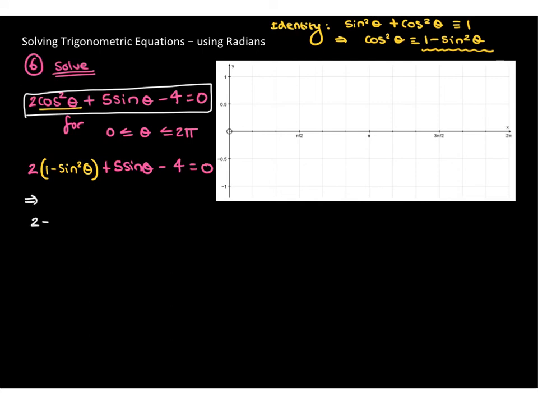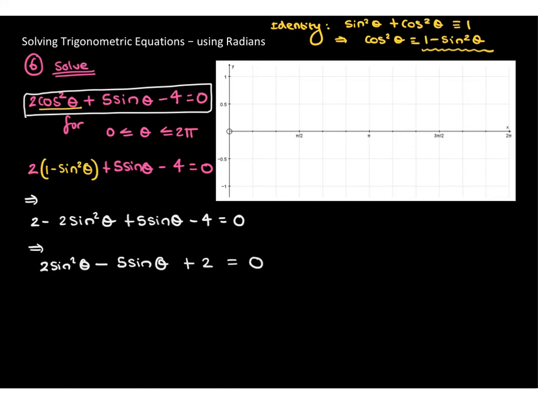So we get 2 minus 2 sine squared theta plus 5 sine theta minus 4 equals 0. And hopefully you can see what's going to happen here. This is of the form of a quadratic equation. So let me rearrange everything. So I get 2 sine squared theta minus 5 sine theta plus 2 equals 0. And we can factorise this.